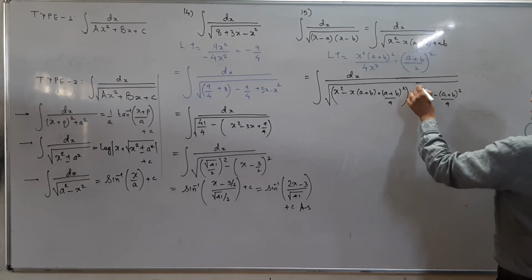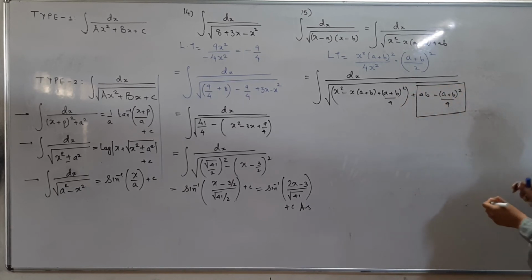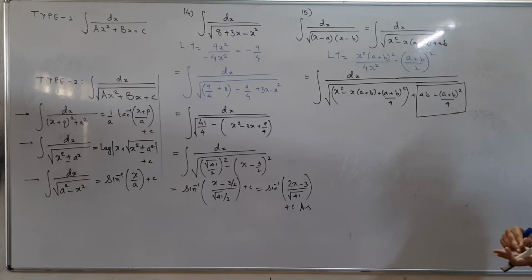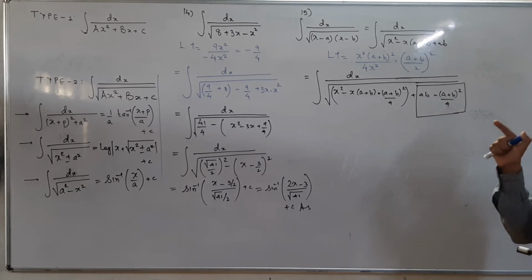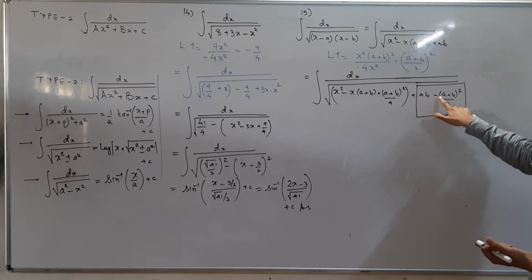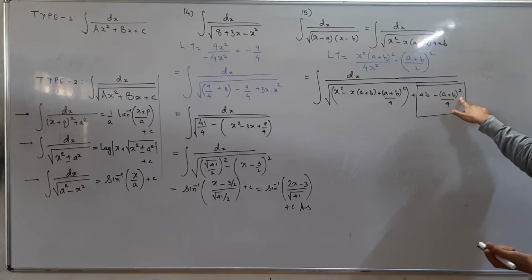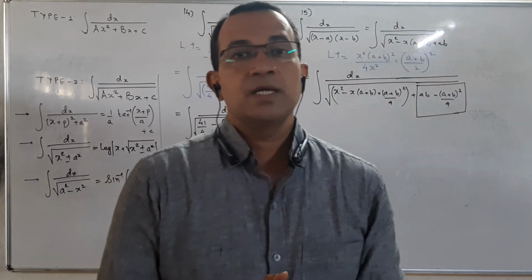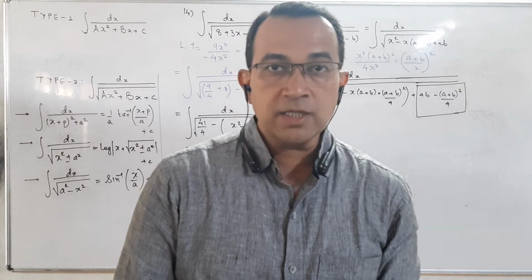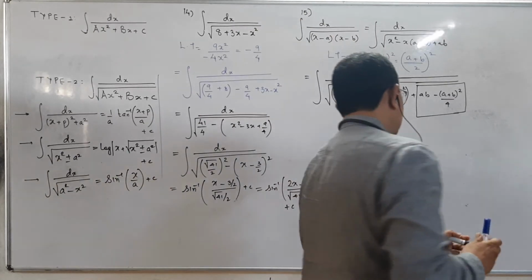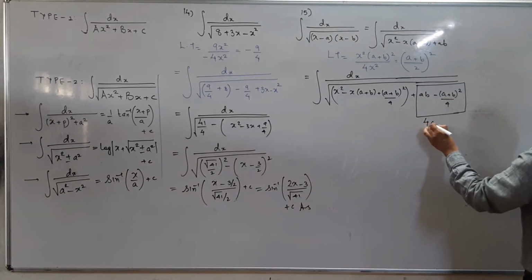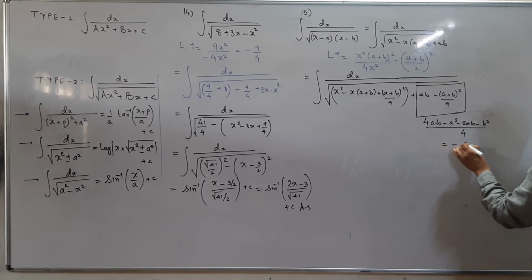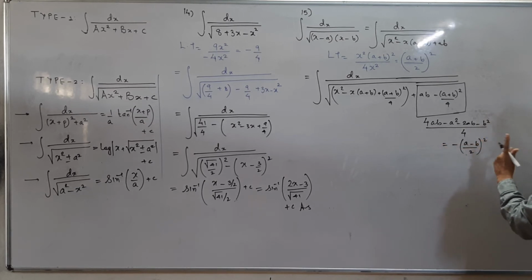The simplification of this much will be what? Then the answer is, if I take LCM, this will be 4ab minus a square minus 2ab minus b square. So minus a square minus 4ab, this will be minus a square minus 2ab minus b square. When I operate the negatives, 4ab minus 2ab is plus 2ab. So when I take the minus sign common, I will get a minus b the whole square by 4. Just pay attention. 4ab minus a square minus 2ab minus b square by 4, which is simplified as this. That I am going to write.